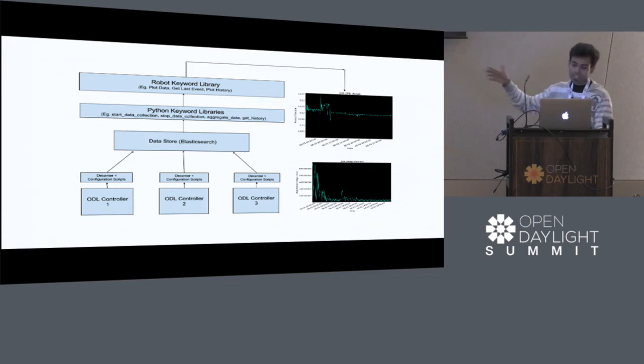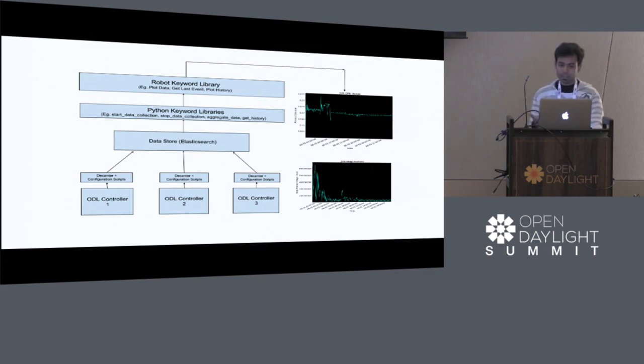Above that, we have the Python keyword libraries. This has two interfaces: one is the data store facing interface and one is the user facing interface. With the data store interface, you can ask it to start the data collection into the data store or stop the data collection. Then we have the user facing interface, where the user, in this case the robot keyword library, can ask it to aggregate the entire history that we collected from the start of the epoch, that is the booting of the ODL controller.